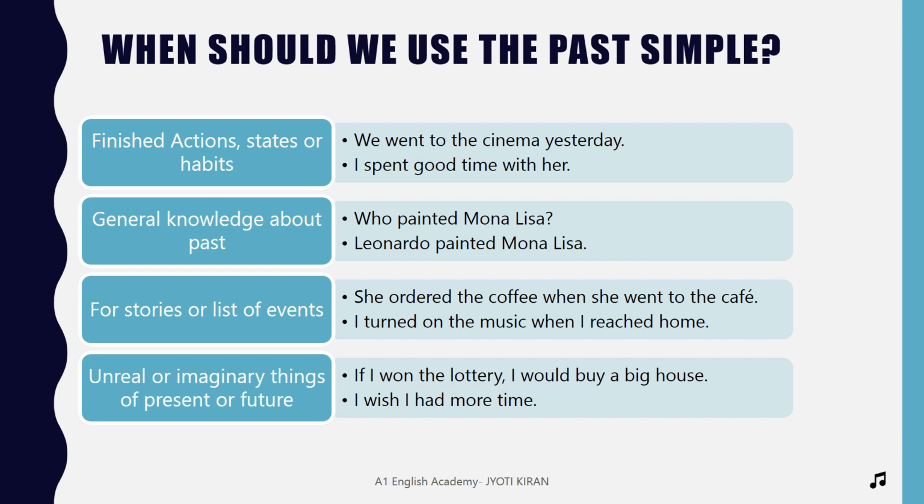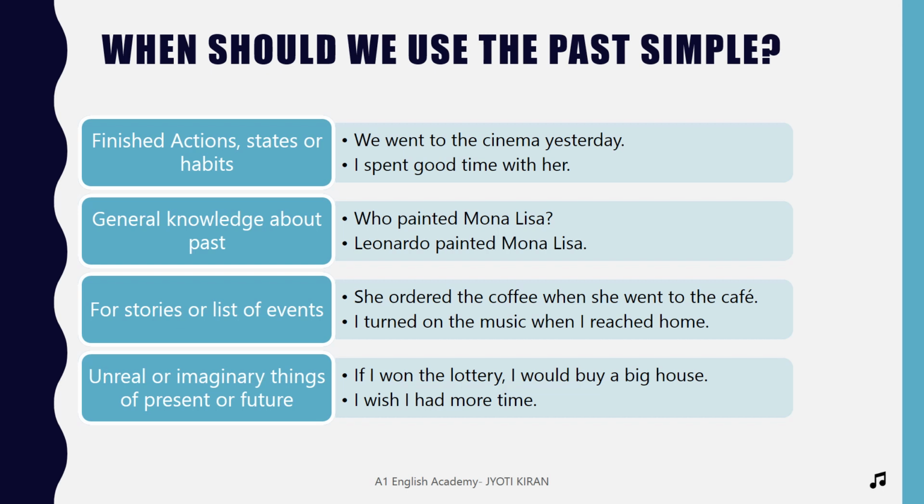And at last, when you are talking about something unreal or imaginary things of present or future. See the example. If I won the lottery, I would buy a big house. So this is something unreal which has not happened. So that is why in the first part I have used the second form of verb. If I won the lottery, I would. Would is also the past form of will. So I have used past simple.